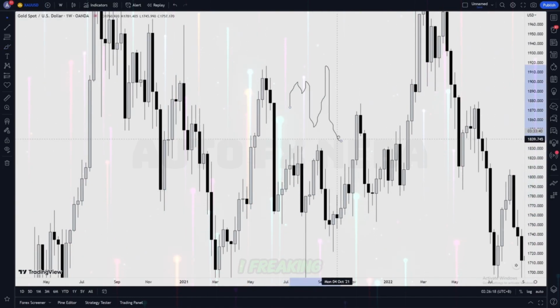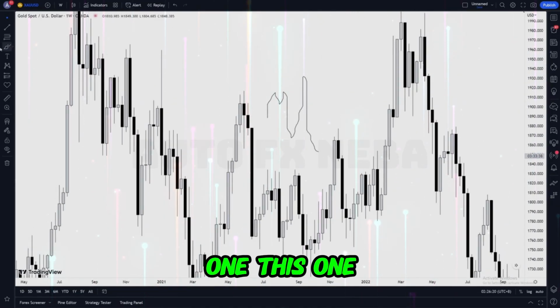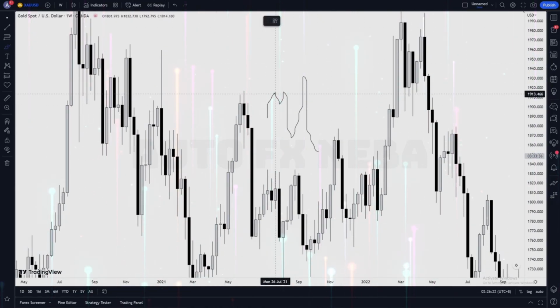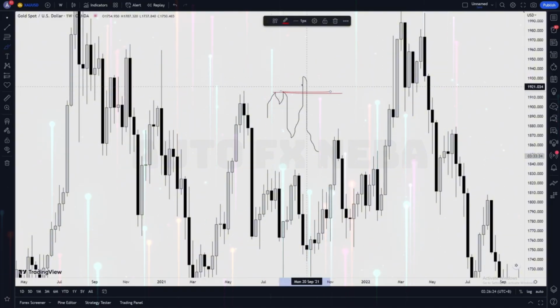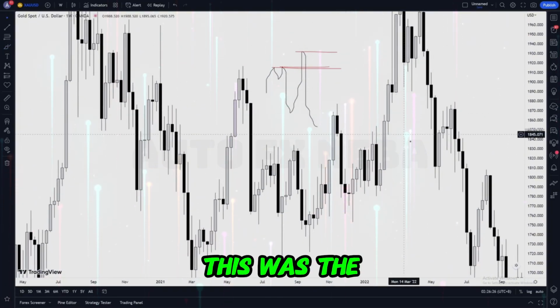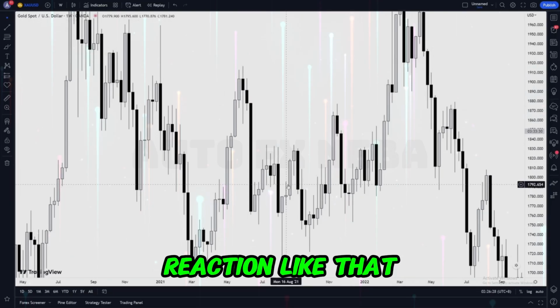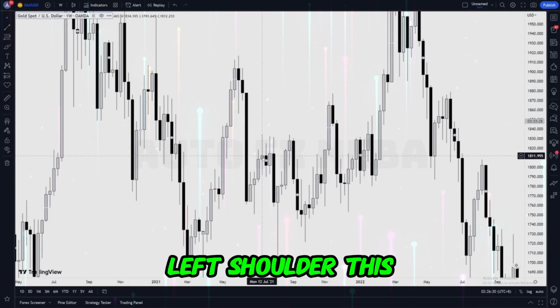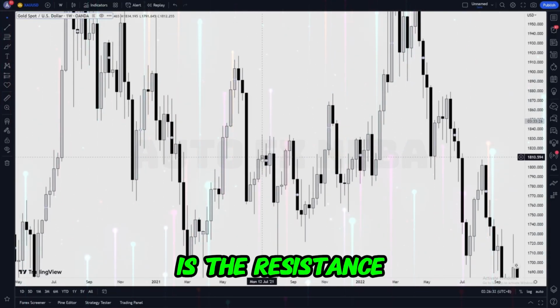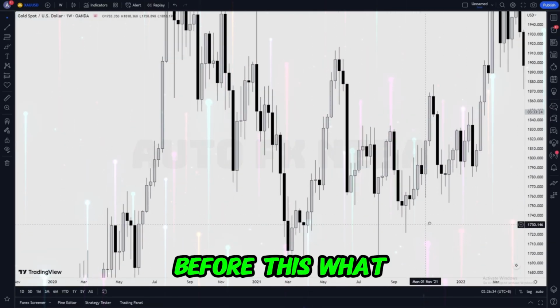Oh, I know this because I freaking traded it as well. I'm so proud of this one as well. This was the area, and I waited for the reaction like that. Okay, this is the left shoulder. This is the resistance. Before this, what is this?